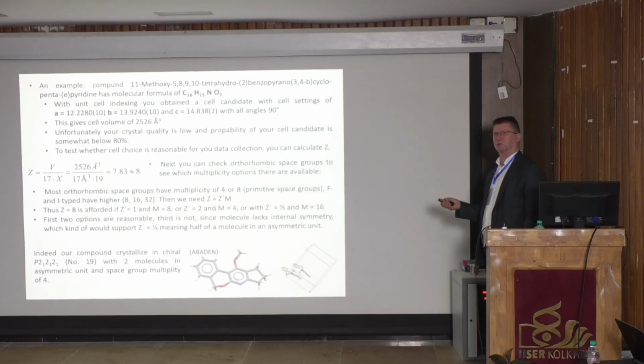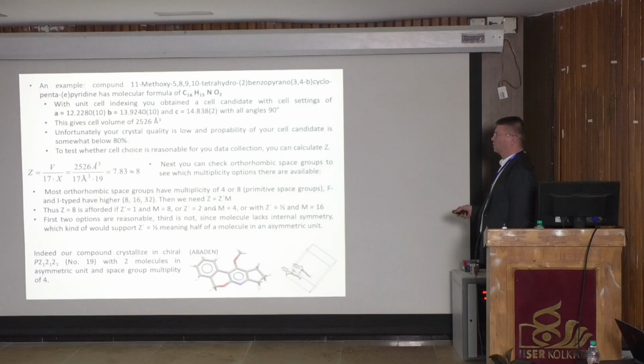Because sometimes it happens that you are thinking that you are crystallizing your target molecule, but you are crystallizing a starting material. The starting material might be there. This happens quite often. So the idea now is to test whether the cell choice is reasonable for this one here. We can calculate Z.